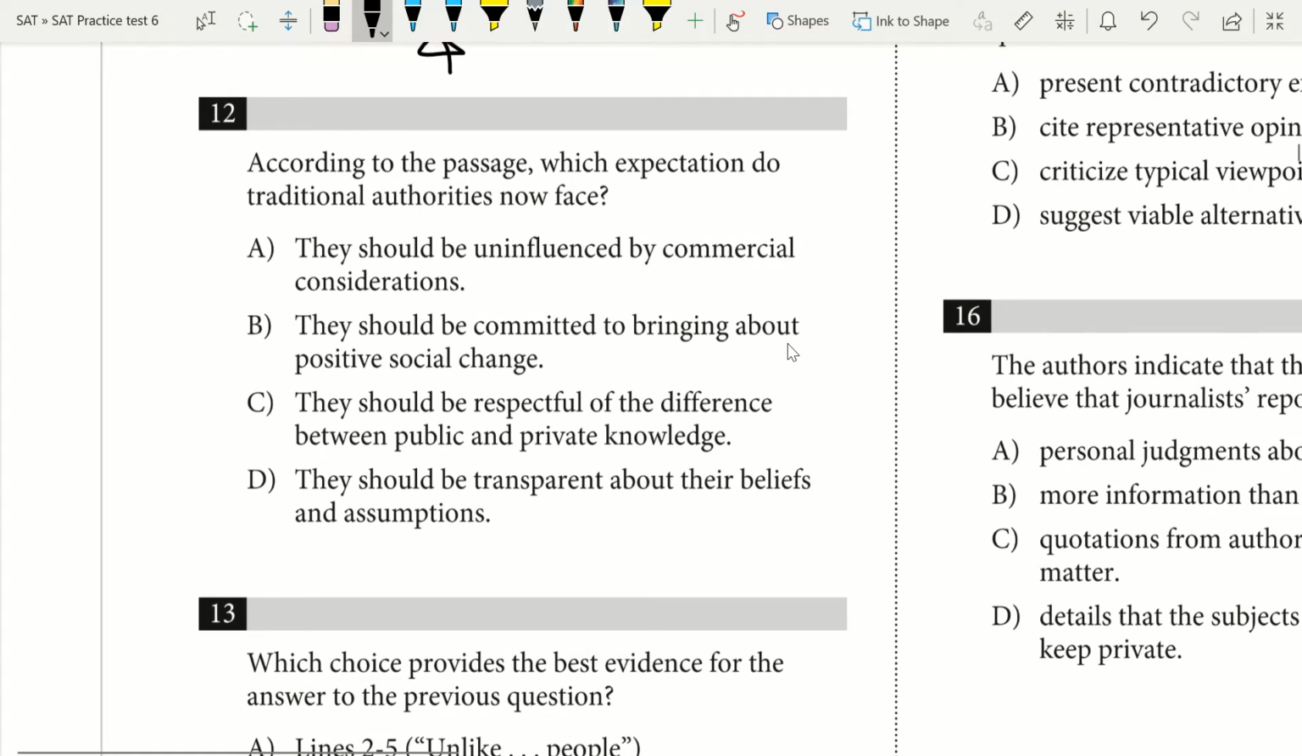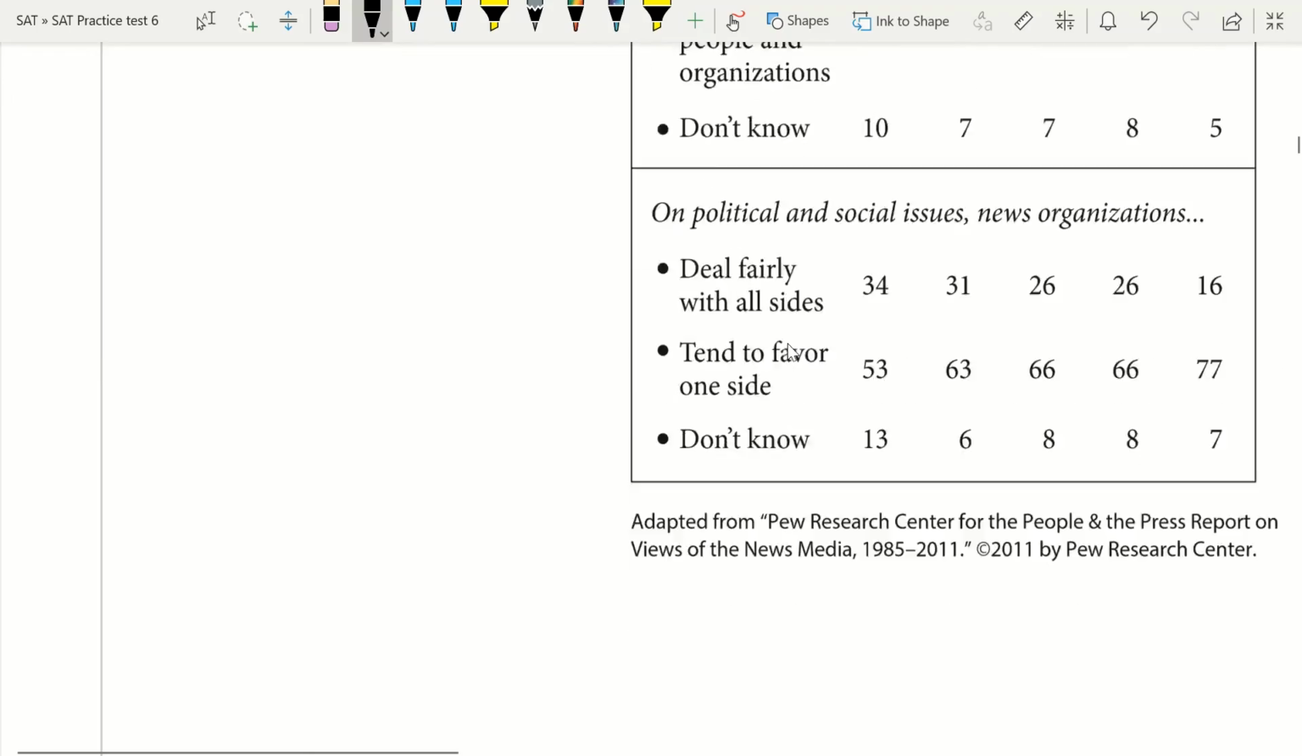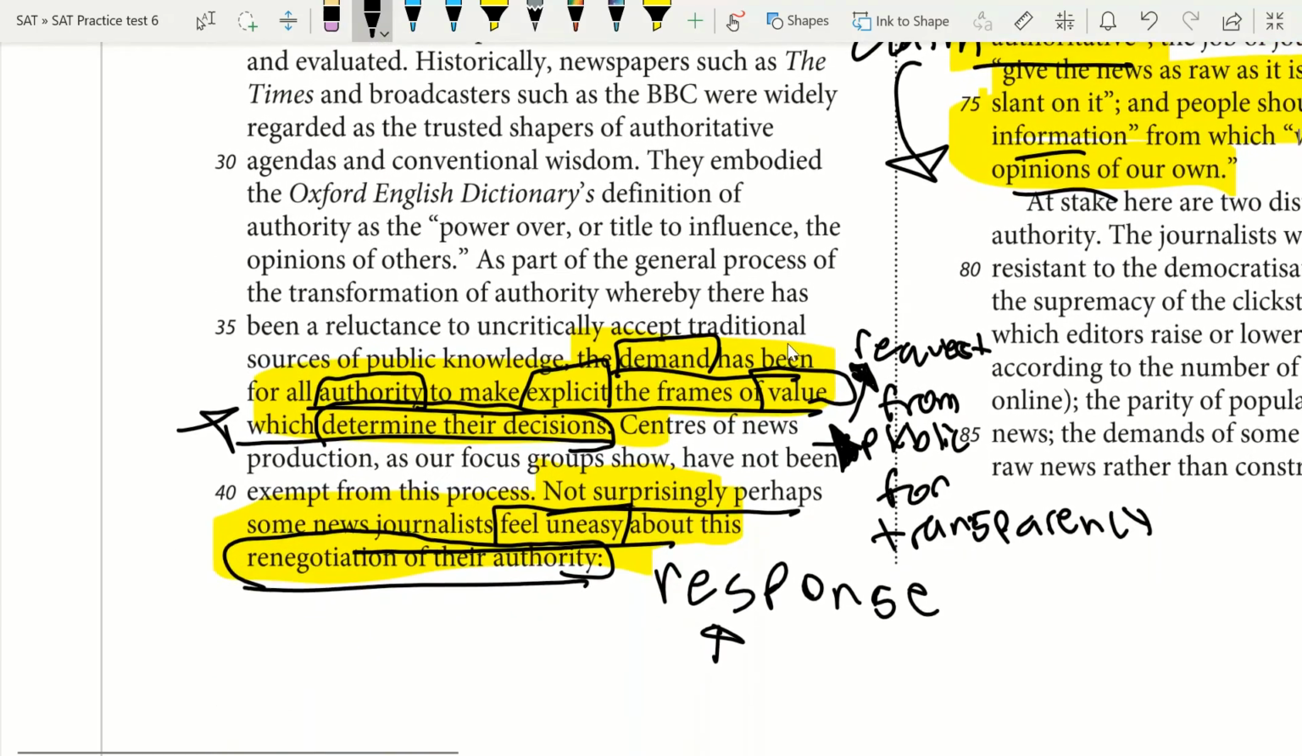All right, question 12. According to the passage, which expectation do traditional authorities now face? Well, at this point, they're now facing that expectation to be transparent about their beliefs and assumptions. That was something I highlighted, and I can go and show you where that is as well. It looks like we got evidence for our next question, so we'll probably be able to use that as well when I go ahead and find that for you here.